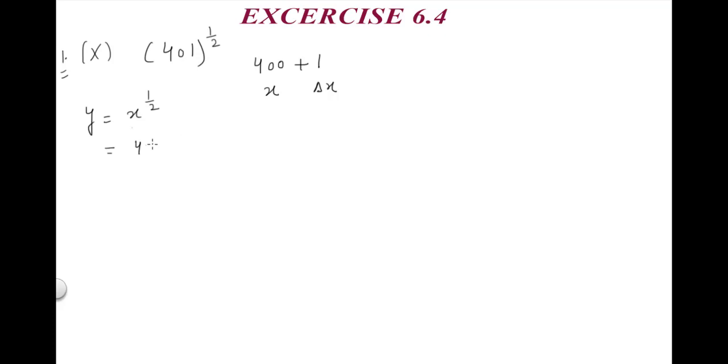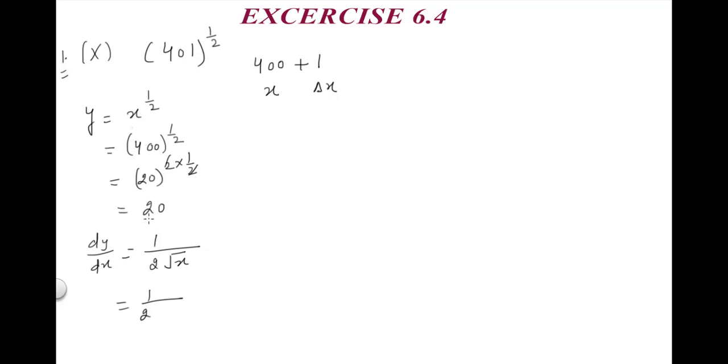X is 400 to the power half. Now 400 can be written as the square of 20, and we get the answer for y is equal to 20. So we go to y. Now to find dy by dx, we have x to the power half. Differentiating it, we get 1 by 2 under root x. 1 upon 2 under root x we have just solved, it will be 20. So we get 1 upon 40.